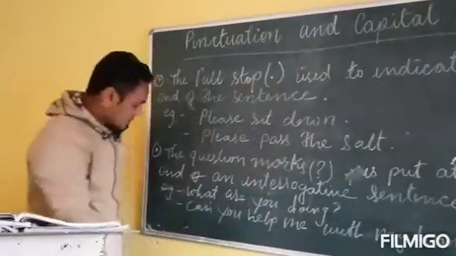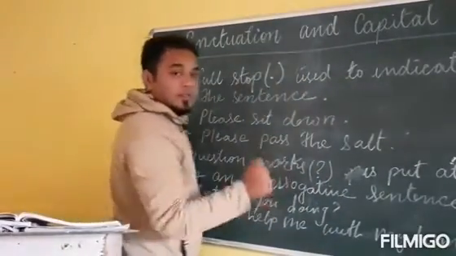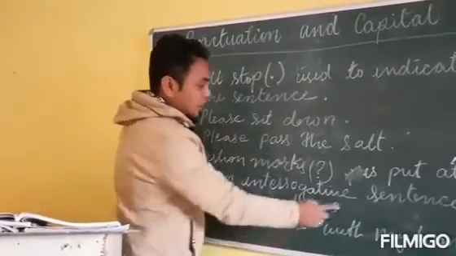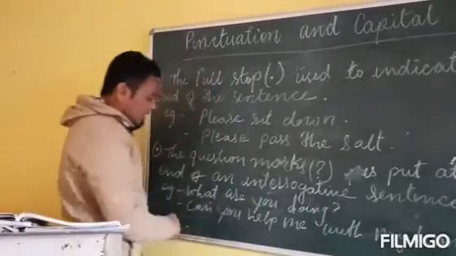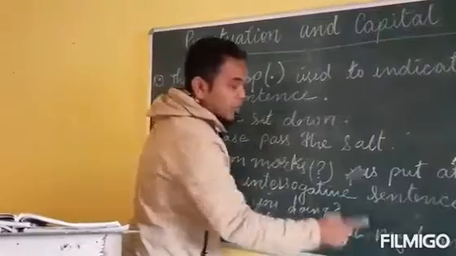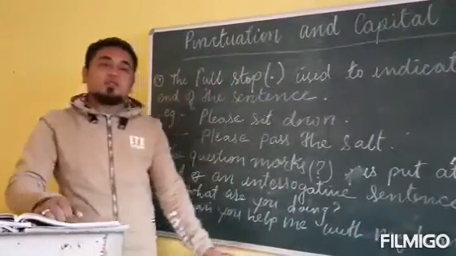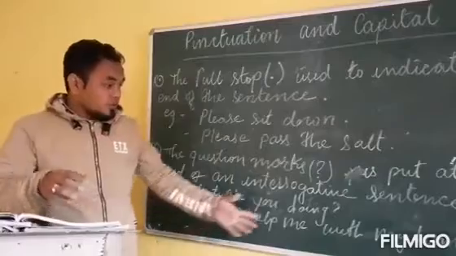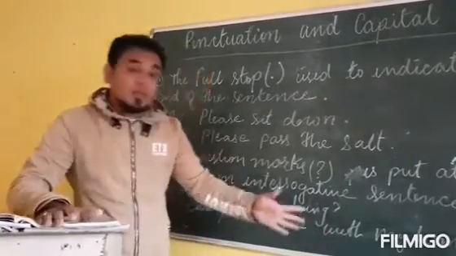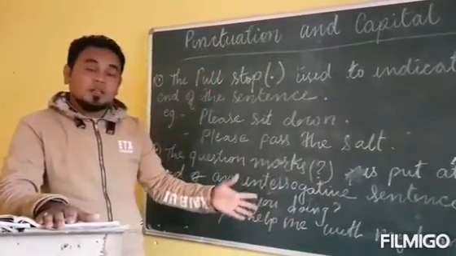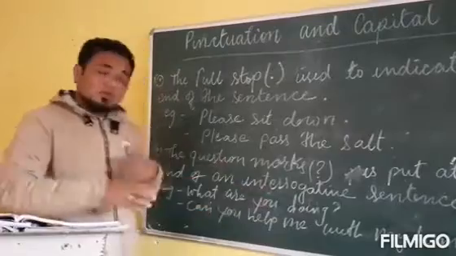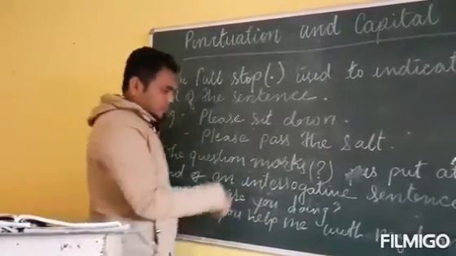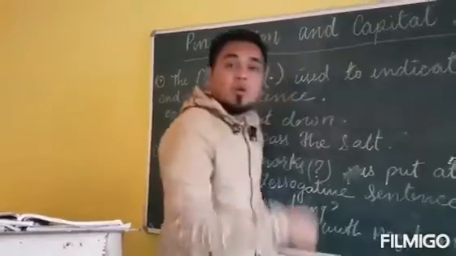For example, what are you doing? It's a question, someone is interrogating you, no? So that time you have to put the question mark. Second example is, can you help me with my homework? Here also someone is asking you, and he wants you to help him in doing his homework. So in those sentences you have to put question marks.